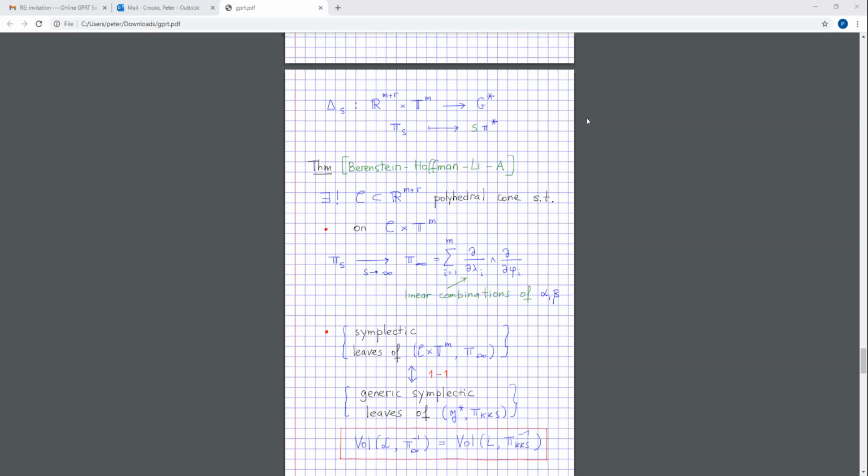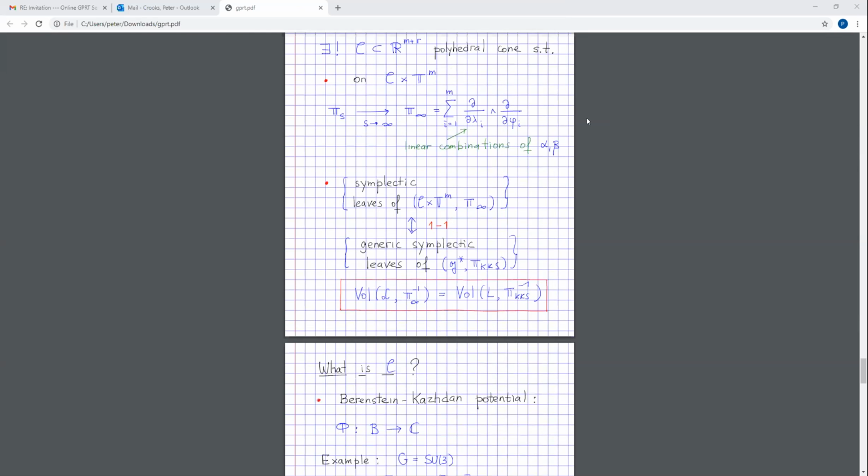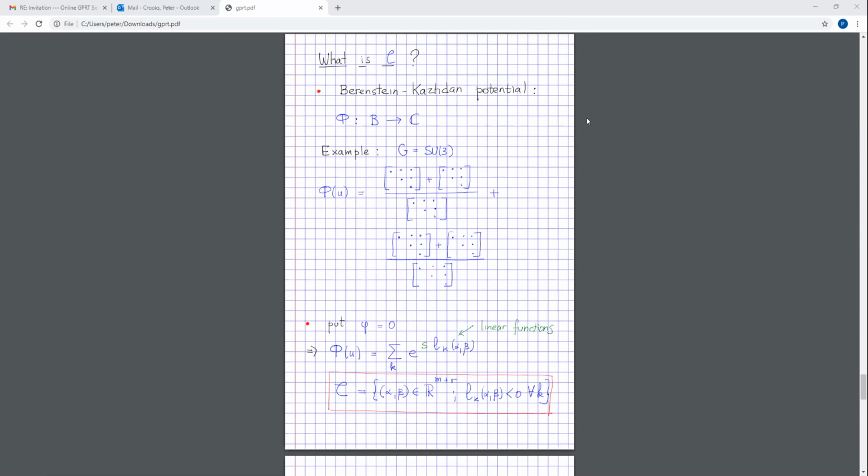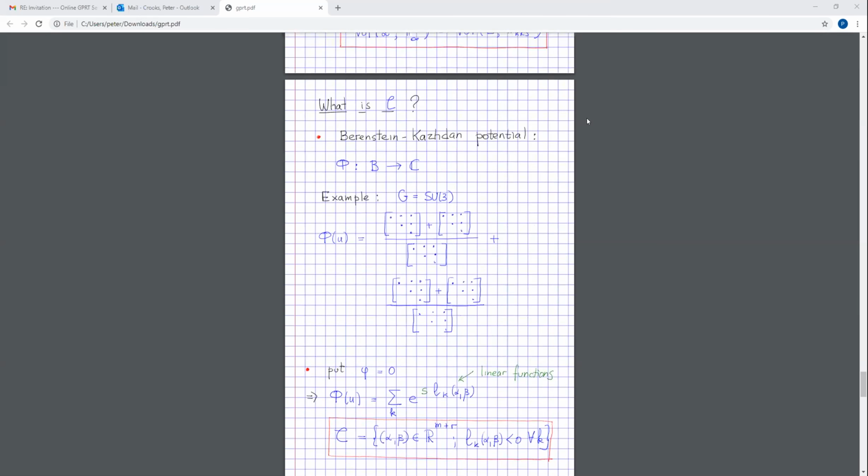So G star is involved with this map gamma, and we now have those toric charts which come up by themselves. Maybe we can look at the next slide, and there I can tell you a couple more things about it. First of all, what is this cone C? At least since the Berenstein-Kazhdan potential was in the title, I should tell you what it is.